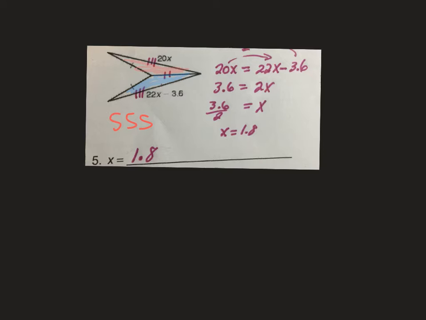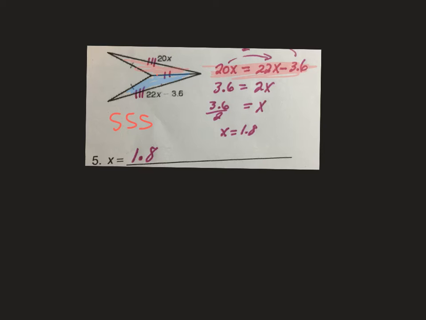And so we have to make the 20x side be the same as the 22x minus 3.6. And so therefore we set up this equation here that 20x is equal to 22x minus 3.6. And we just go ahead and solve that algebraically.